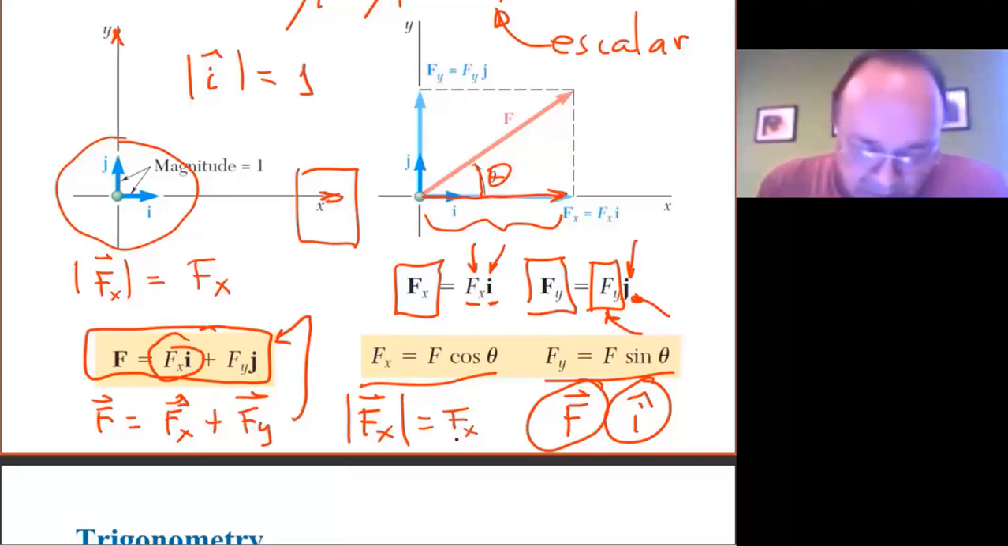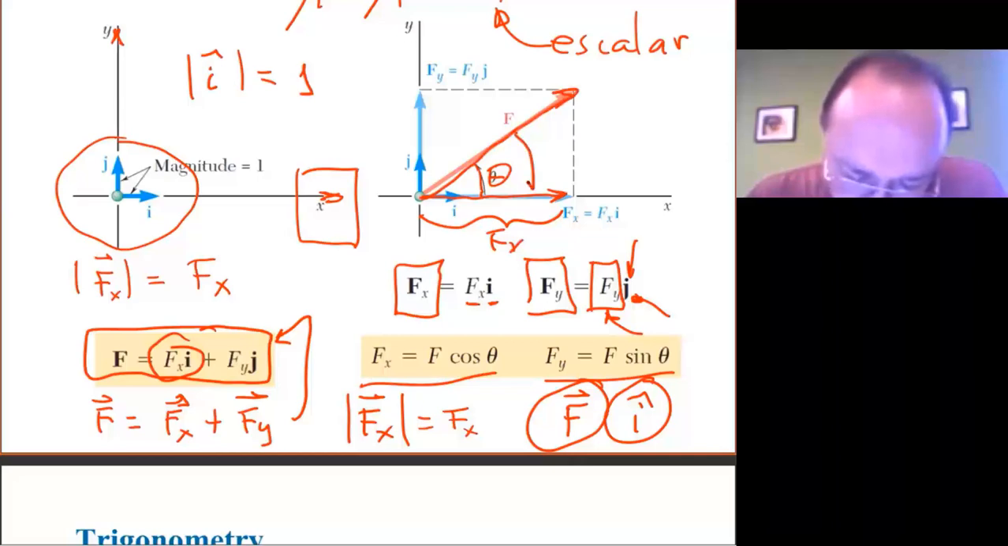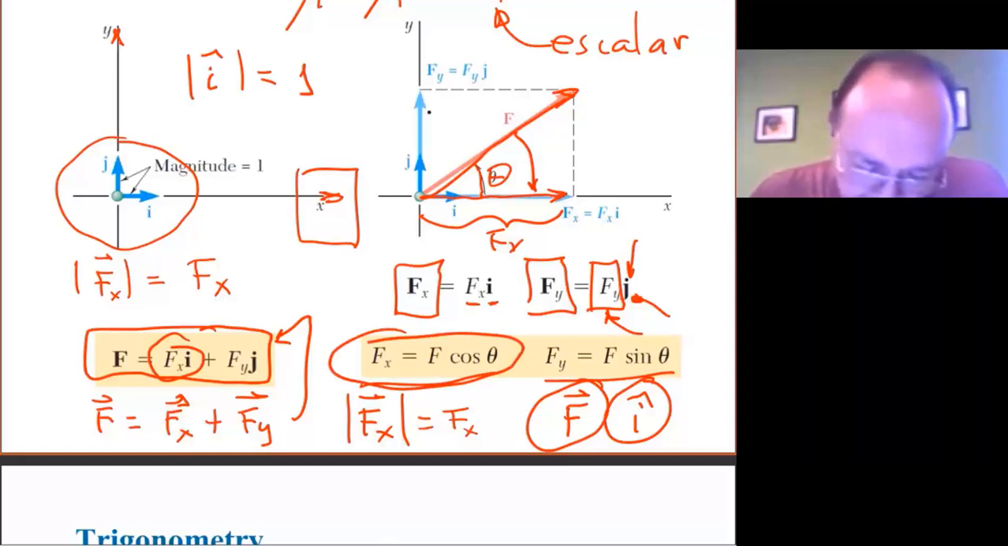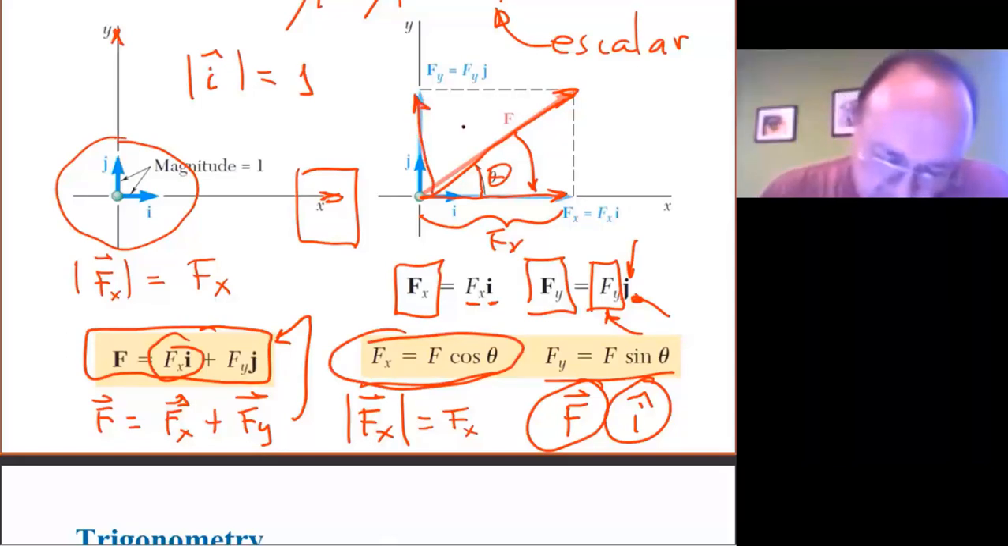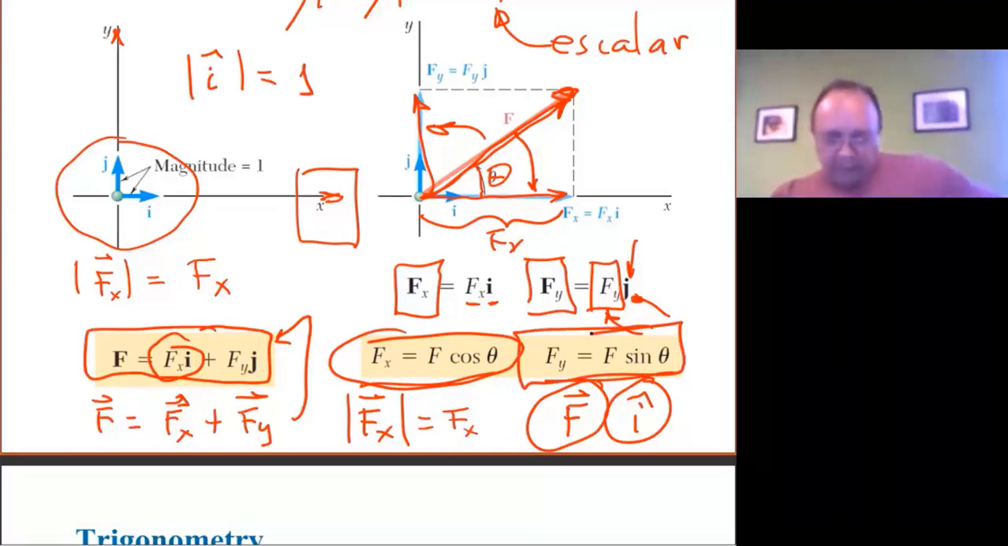But the point to be made here is that the components can be calculated using the sine and the cosine. So the magnitude of the x part here, fx, is equal to the magnitude of the vector multiplied by the cosine of the angle that I have down here. And same thing for the y component. It's going to be the magnitude of the original vector multiplied by the sine of the angle theta. This expression here, fy equals f sine theta.